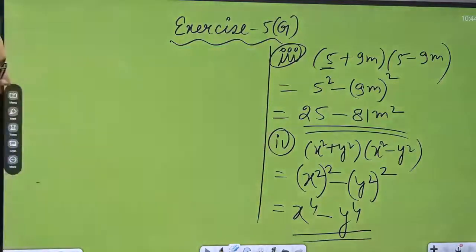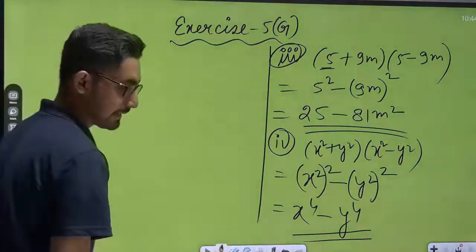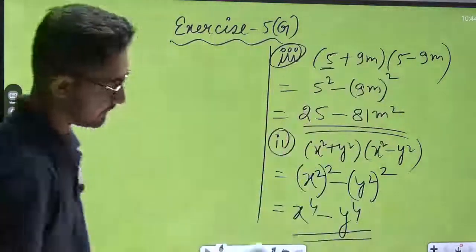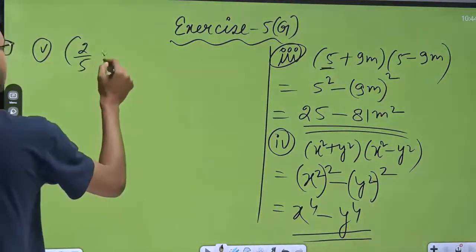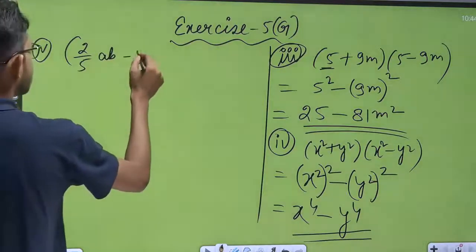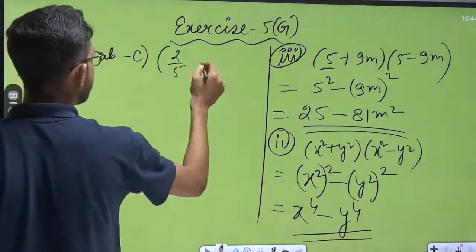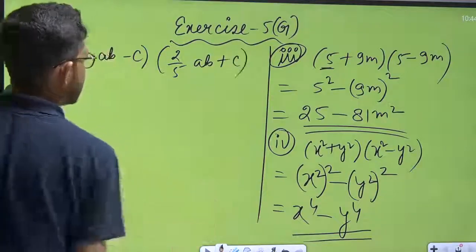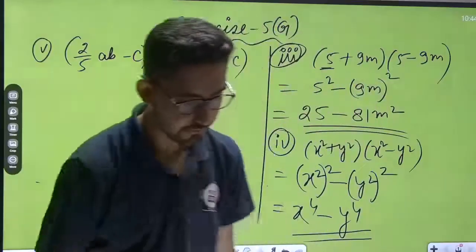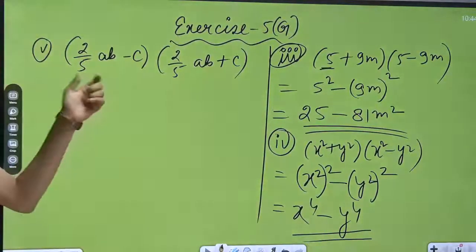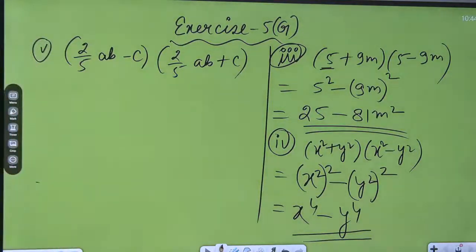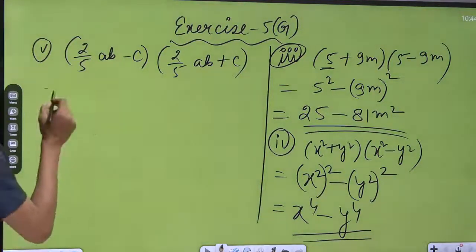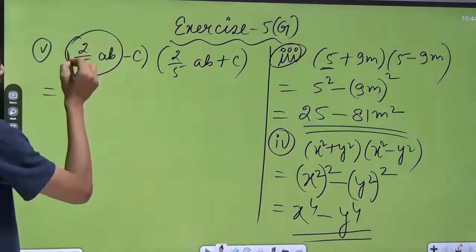Okay, now see here the next question. If I take question number 5th part, that is 2 upon 5 AB minus C and again 2 upon 5 AB plus C. That is your question. Okay, 2 upon 5 AB minus C and 2 upon 5 AB plus C. Very simple question.